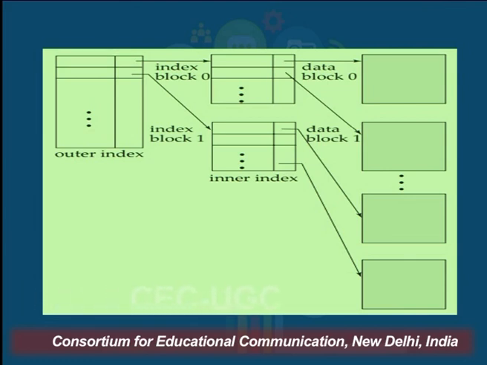This type of facility is known as multi-level indices, because one index is the inner index, and on that inner index we have built one outer index also. So in all we have two levels of indexes. The name itself suggests multi-level indices.